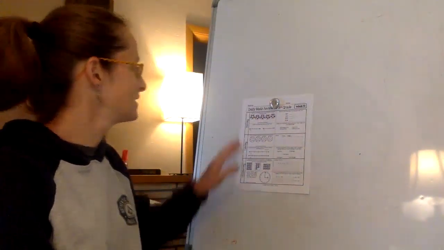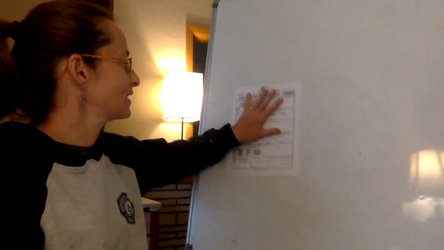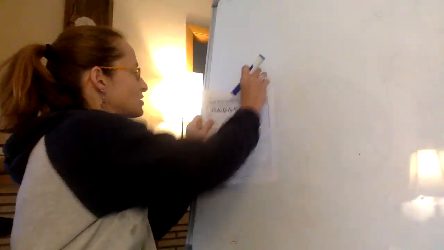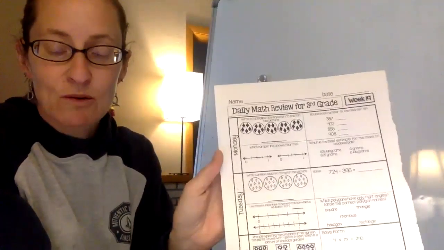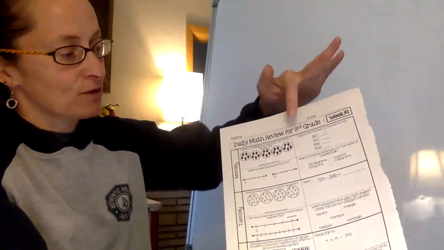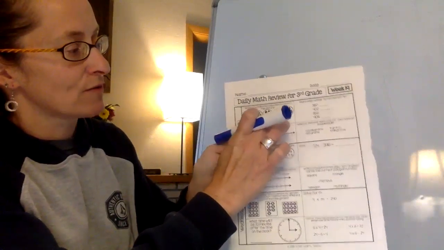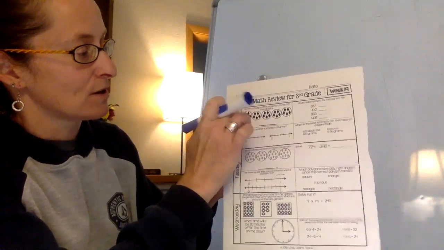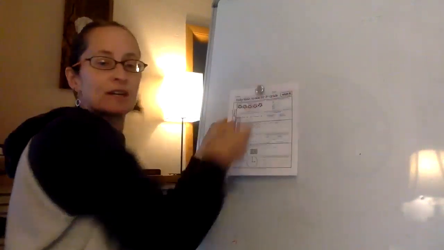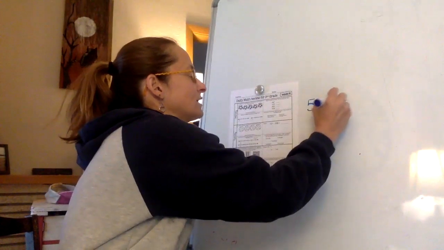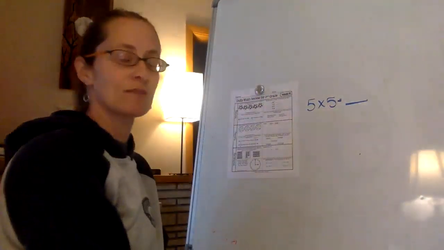So here we go. Looking at Monday, if you had trouble with any of these, maybe this will help a little bit. That first question is writing that multiplication equation for the equal groups. So I see 1, 2, 3, 4, 5 groups with 5 in each. So when you think about that equation, boys and girls, 5 groups with 5 in each. And I'm going to let you go ahead and solve that.